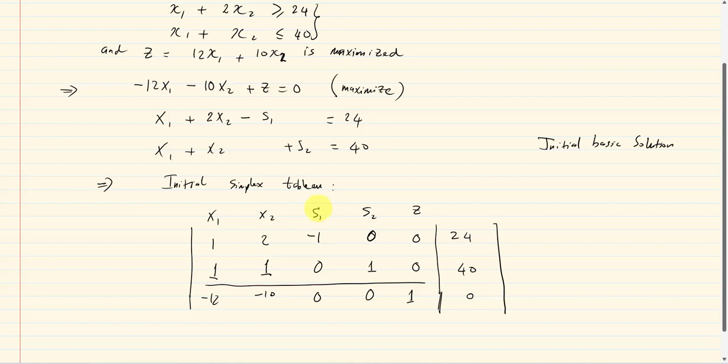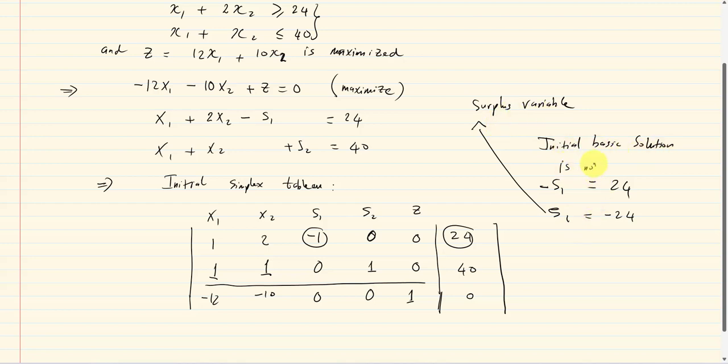Well, if you look at S1, we see that we have 0 here, 0 here, 0 for the other two rows. So I have -1 here. So I have -1 with S1 give me -S1. And that value is equal to 24. So I can multiply both sides with -1, so S1 is -24. And because this is the surplus variable, because right here, you are subtracting it from this constraint inequality to get down to 24. So because of the negative value of the surplus variable, the initial basic solution is not feasible.